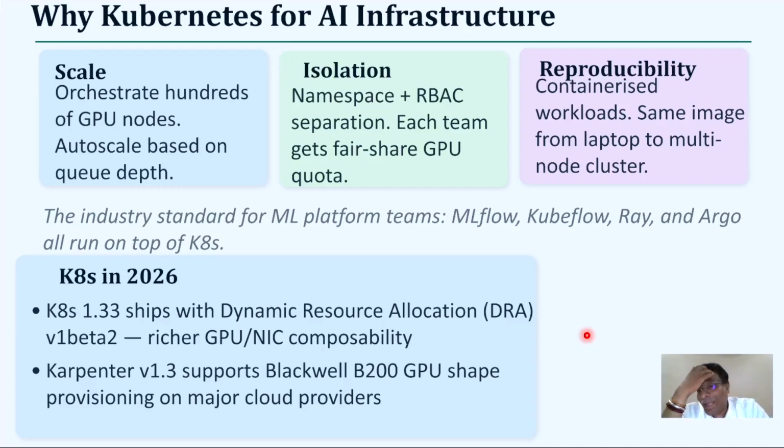So let us try to understand why Kubernetes is a very, very important software for orchestration, or in the AI infrastructure per se. If you see Kubernetes, it's one of the important components, right? And why is it accounted for that? The basic idea is it can scale, right? We can orchestrate hundreds of GPU nodes, auto scale based on the queue depth. It can give us isolation between each team's namespace plus RBAC separation it gives. Okay, and it gives fair share GPU quota to all of the teams.